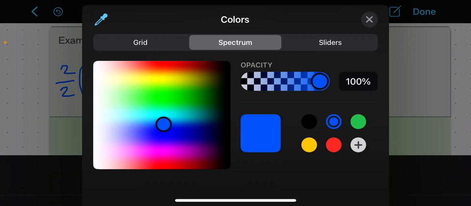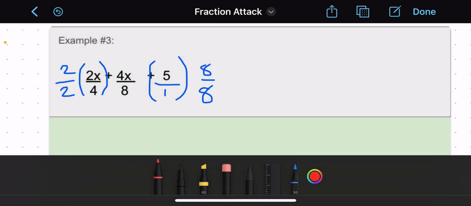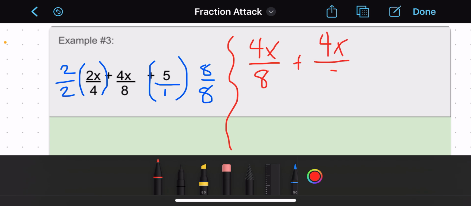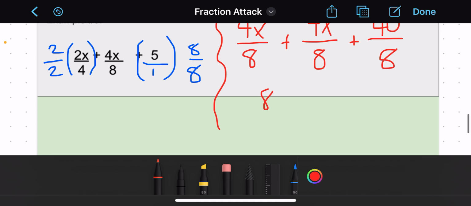Okay, that's going to give me 3 new fractions that I'm then going to add together. So our first fraction is going to give me 4x over 8. I already have in the second fraction 4x over 8, and that's kind of nice. And then here on the last one, I have 40 over 8. Now I can add those all together. 4x plus 4x is going to give me 8x. And then I still have that plus 40. And they're all over 8.